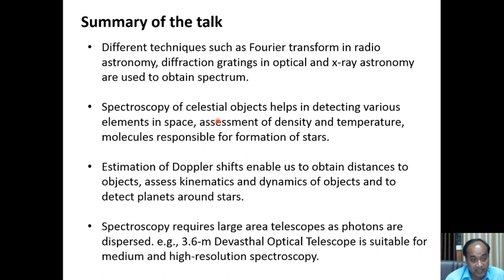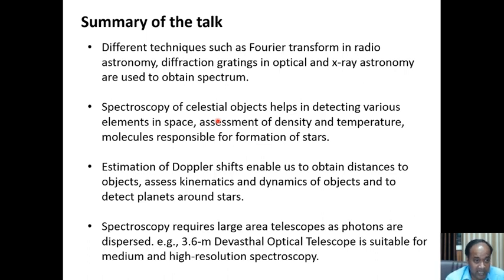The Doppler shift is a very important application of spectroscopy because it enables us to obtain velocities and, in turn, the distances to these objects. It also enables us to assess the kinematics and dynamics of objects and to detect planets around stars.